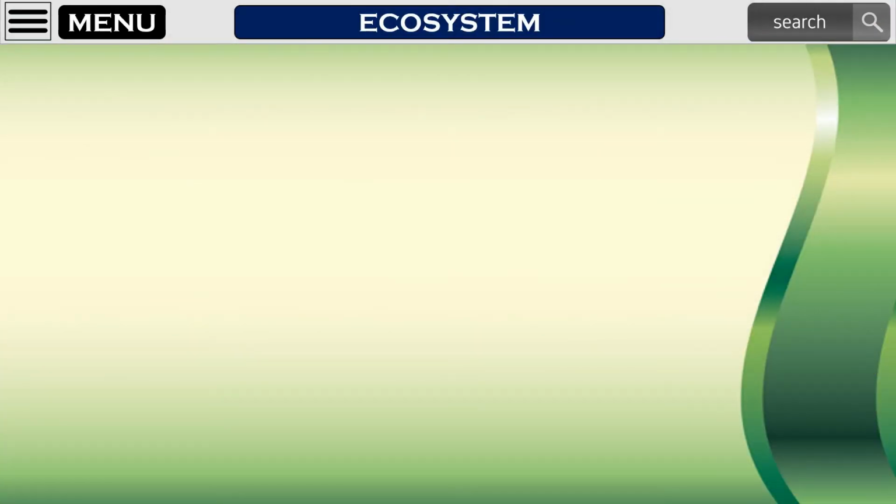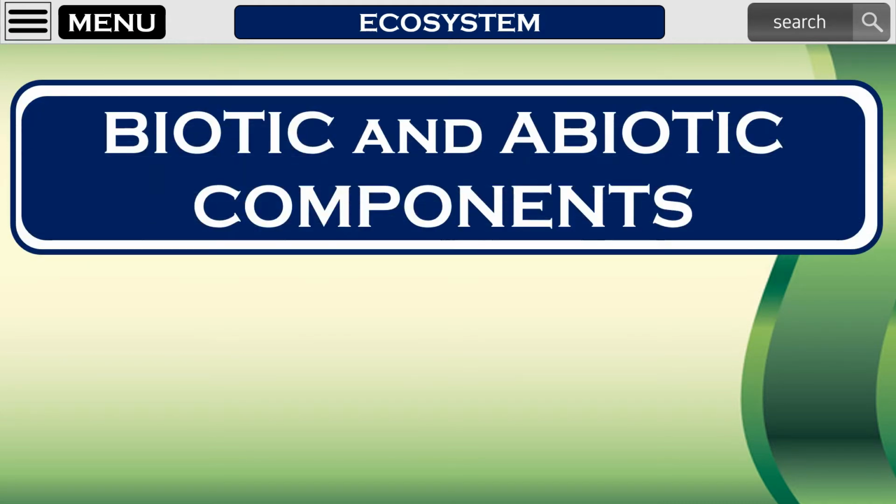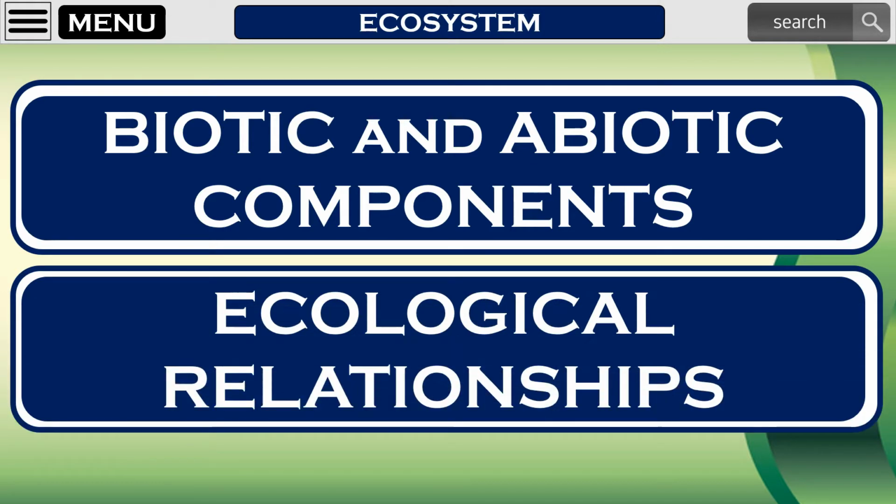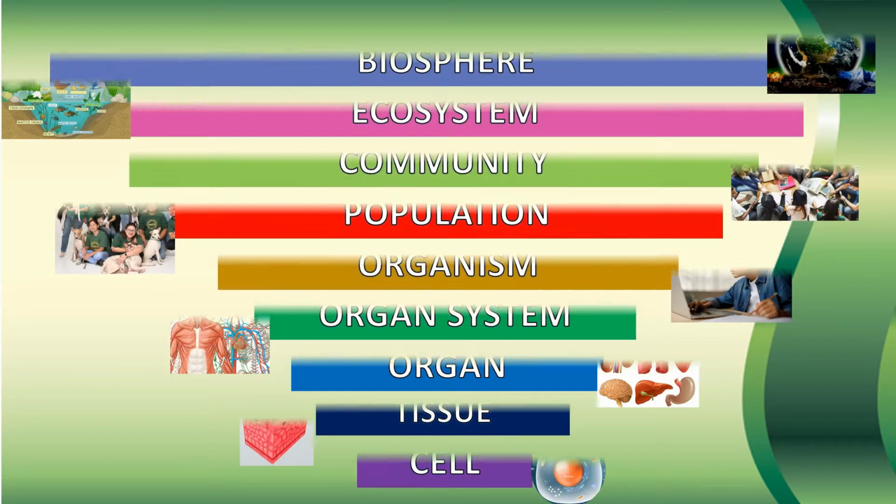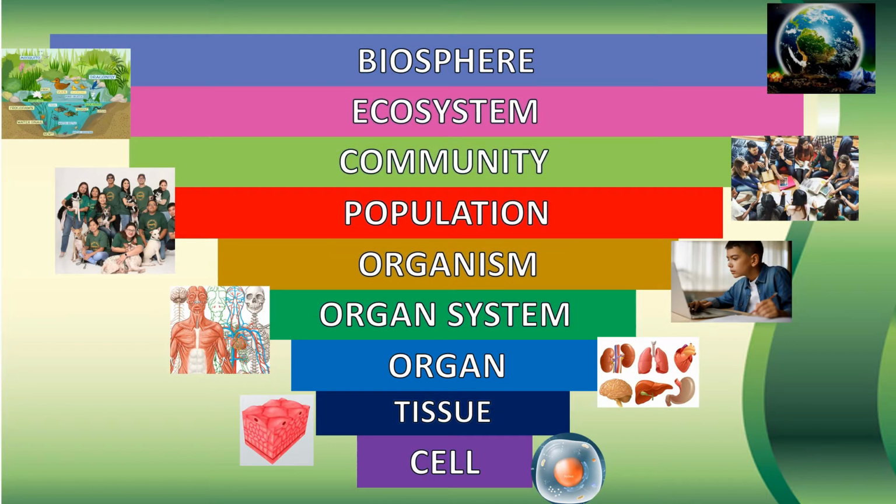In this video lesson, we will be discussing the biotic and abiotic components in an ecosystem, as well as the different ecological relationships. So let us begin. In our previous lessons, we learned about the different biological levels which are arranged in a unique and complex hierarchical organization. If you still haven't watched our lesson on the levels of biological organization, you can pause this video and watch our past lesson for better understanding of our lesson for today.